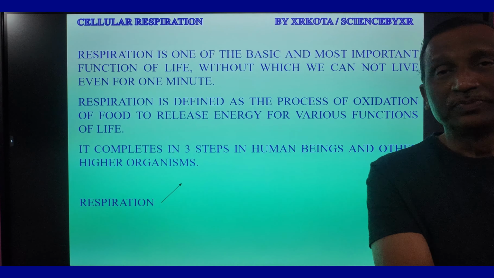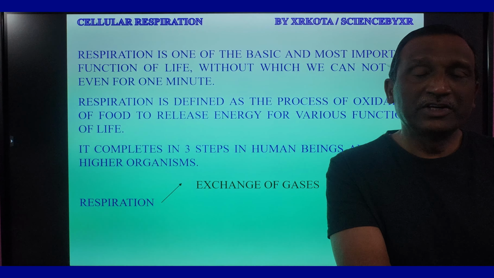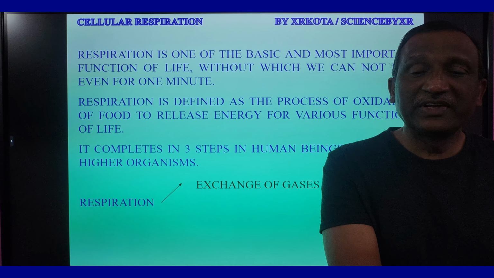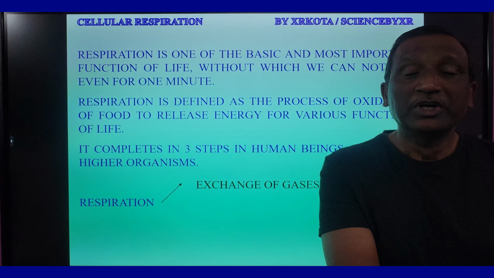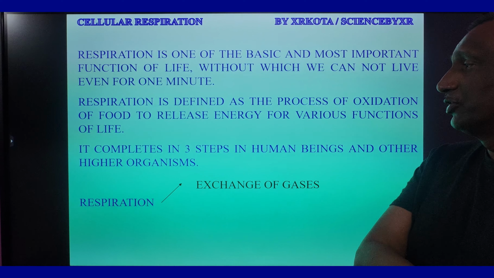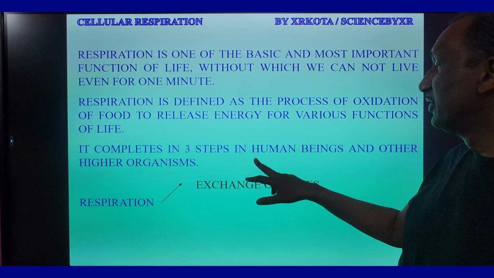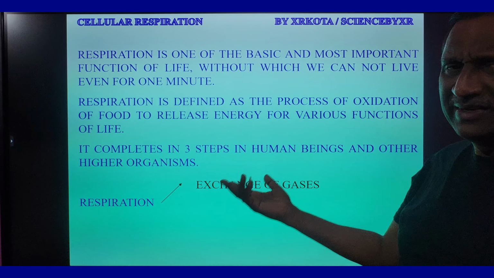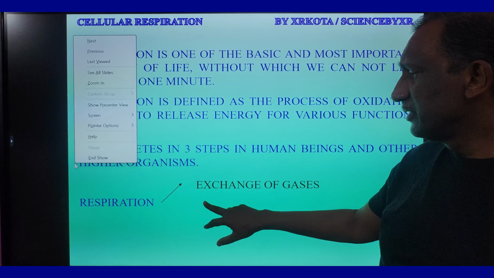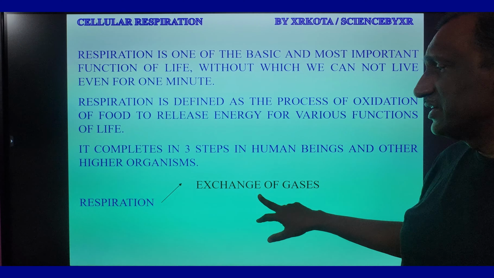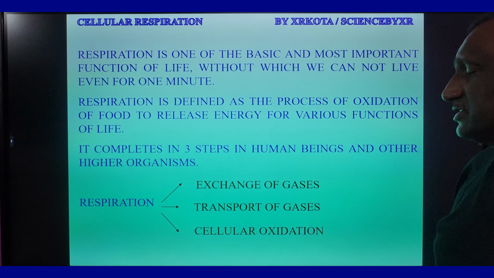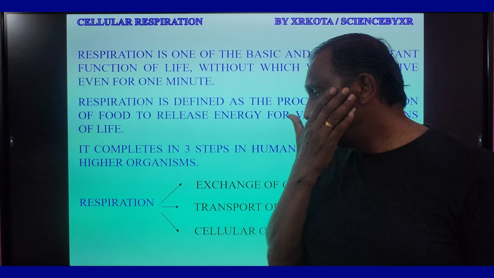So if we have to be alive, we will require energy, and this energy will come from respiration. Respiration is defined as the process of oxidation of food to release energy for various functions of life. Okay, and it completes in three steps in human beings and in the higher organisms also. Now, respiration comes in three phases. First is exchange of gases, second is transport of gases, and third is cellular oxidation.